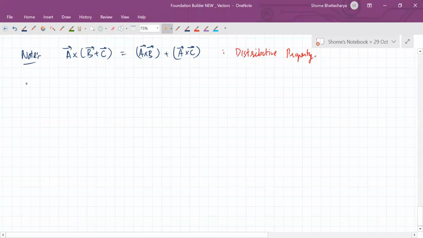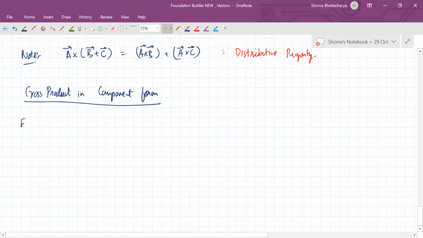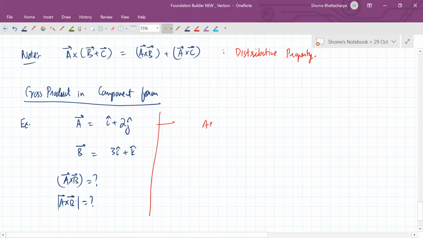Okay. Now, for example, suppose I have this vector A, which is I cap plus 2j cap, and I have a vector B which is, let's say, just 3 I cap plus k cap. I want to calculate A cross B, and I want to calculate the magnitude of A cross B. So what I'll do is make a substitution here in A and B with their individual component form.